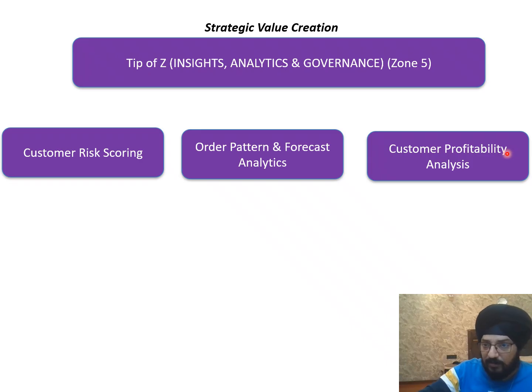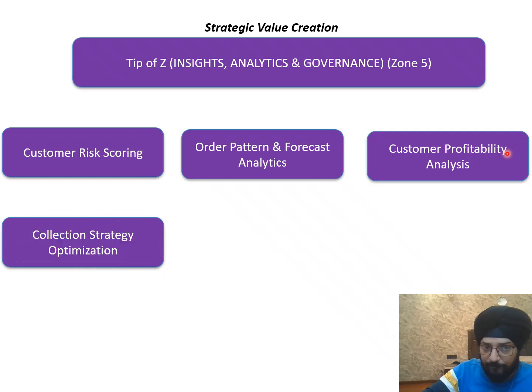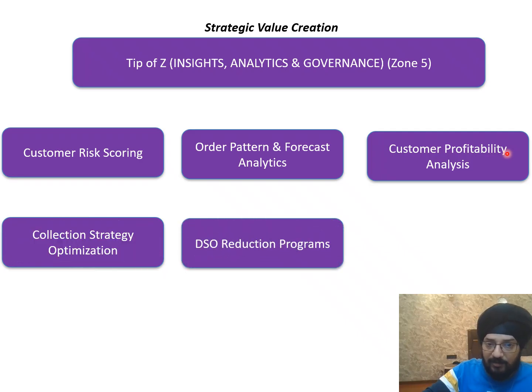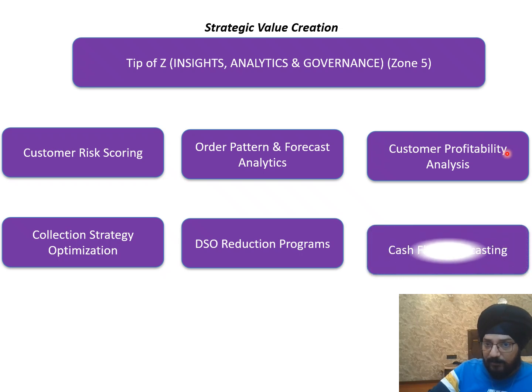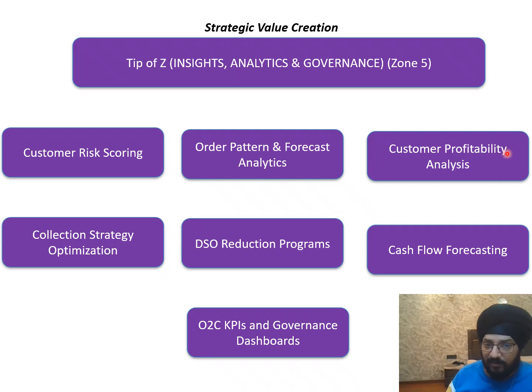So all those customers which are giving us high profitability can definitely be tagged as diamond customers for the organization. Then collection strategy optimization and DSO reduction program. Once we have that data available with us, that will help us to define and redefine our collection strategy, and what steps we need to take to reduce our DSO so that we are able to convert our receivables into cash at a very quick pace. Cash flow forecasting will help us understand when we are receiving the money, and the overall KPIs governance dashboard will help us determine the health of the process.